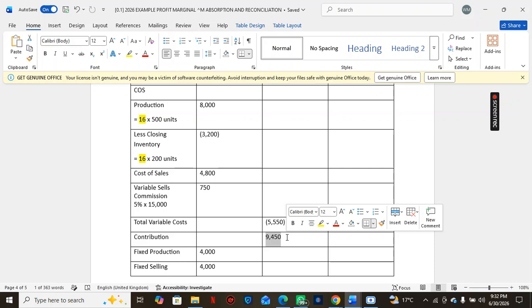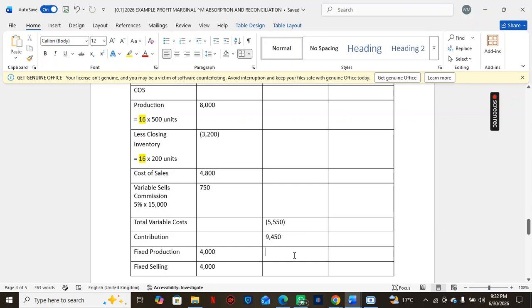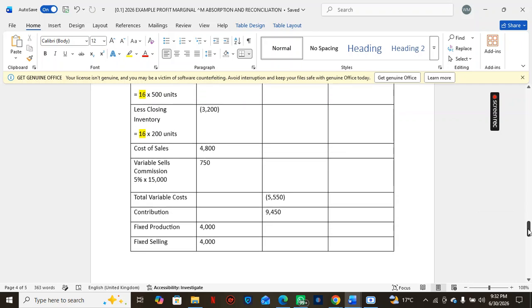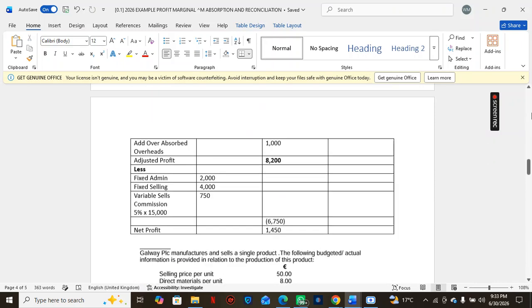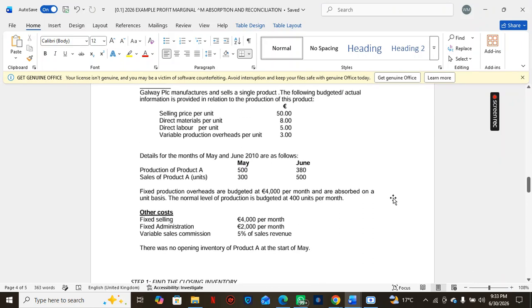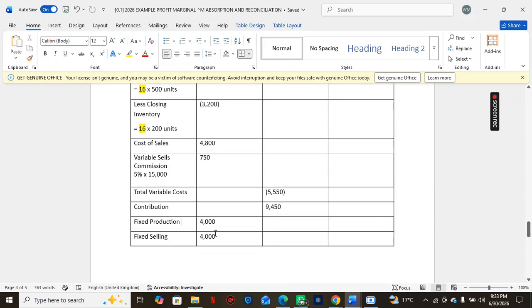Okay, now we are done with the variable costs. We are remaining with our fixed costs, which are treated as period costs. The period cost is just the cost you incur for that period. So in this case, it's the cost that we incur for the period of May. So our fixed production overheads are budgeted at 4,000 euros per month. That is the one I'm referring to here, 4,000.